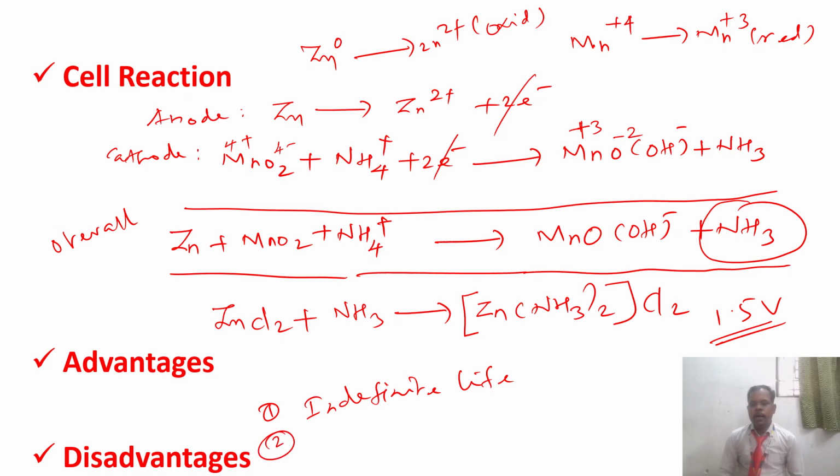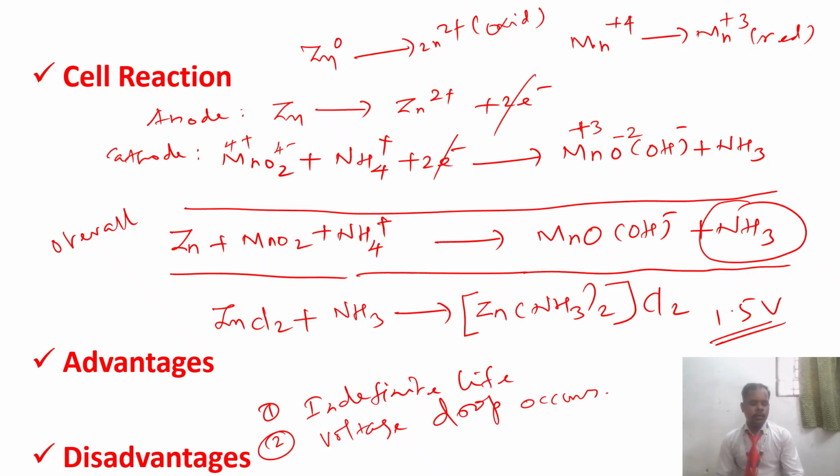Next, when current is drawn rapidly from it, it produces a buildup on the electrode, so a voltage drop may occur. So these are the cell reactions, advantages and disadvantages of the dry cell. The advantages: it may be used in clocks, toys, and torchlights, like that.